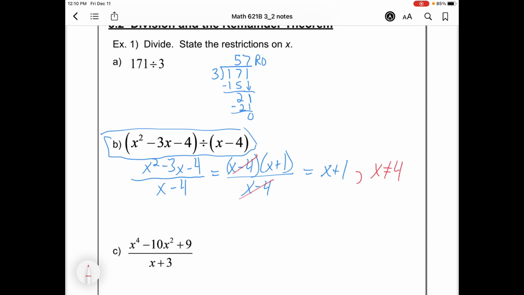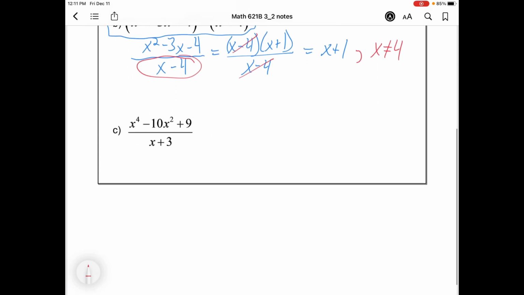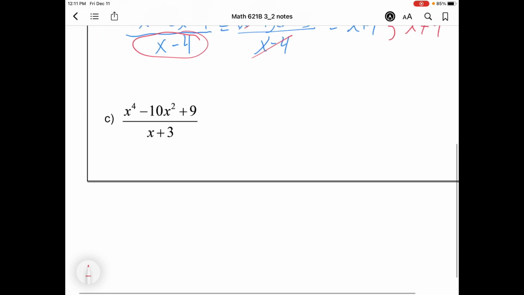Why is that restriction there? Because initially we divided by x minus 4, and one of the things in math that you can't do is divide by 0. So if x was 4, we would have divided by 0 and broken one of the laws. Let's try another one. So we're going to try and divide this out. Remember that you have to factor first. You might want to pause the video and try it yourself.